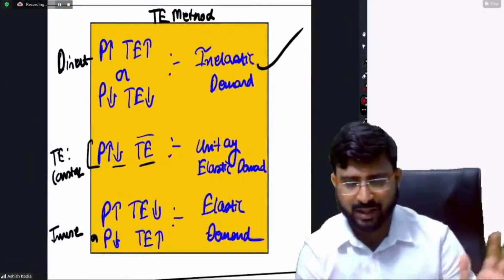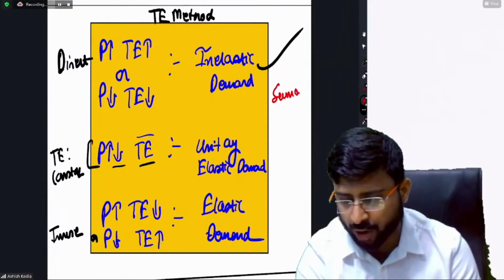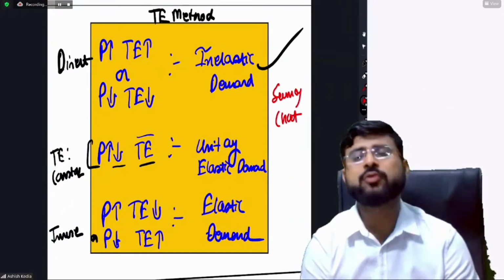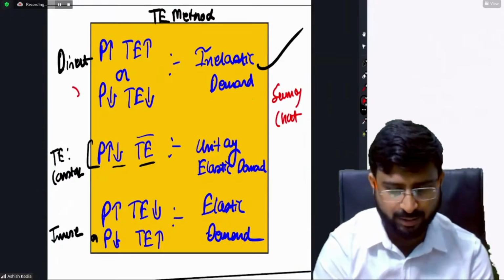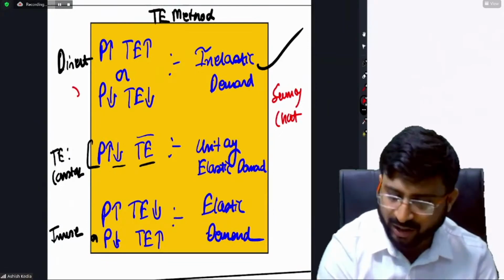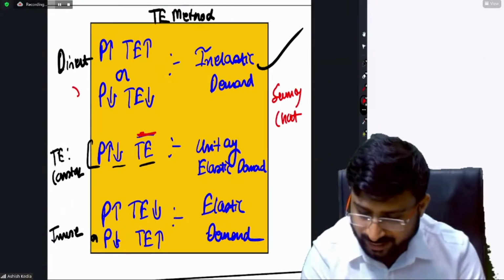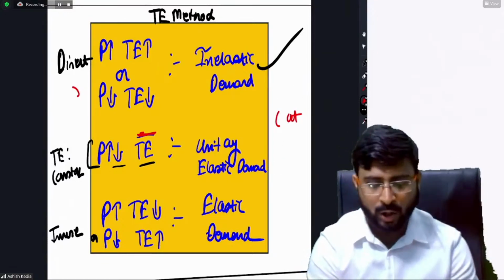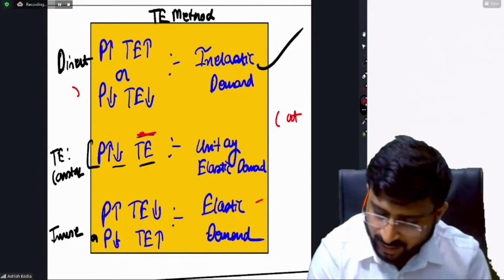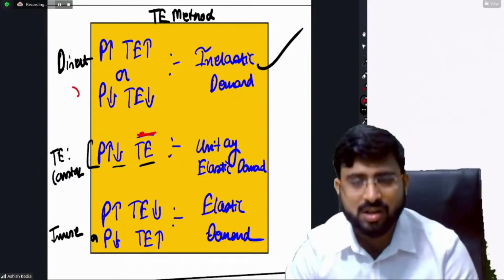So everyone, this is the ultimate flow chart. This is the summary chart of the total expenditure method. If there is direct relationship, inelastic demand. If there is no change, that is total expenditure is constant, that is unitary elastic. And if price rises, total expenditure falls, or price falls, total expenditure rises, elastic demand. This is the summary chart, everyone. Hopefully it's crystal clear, everyone.